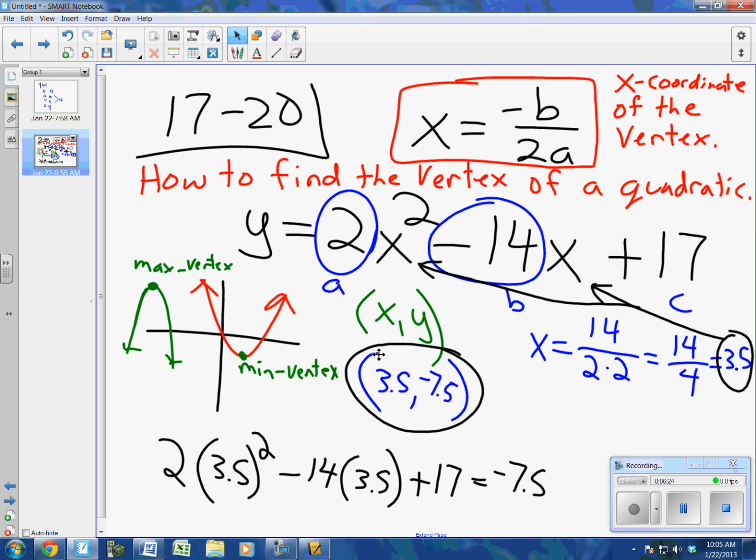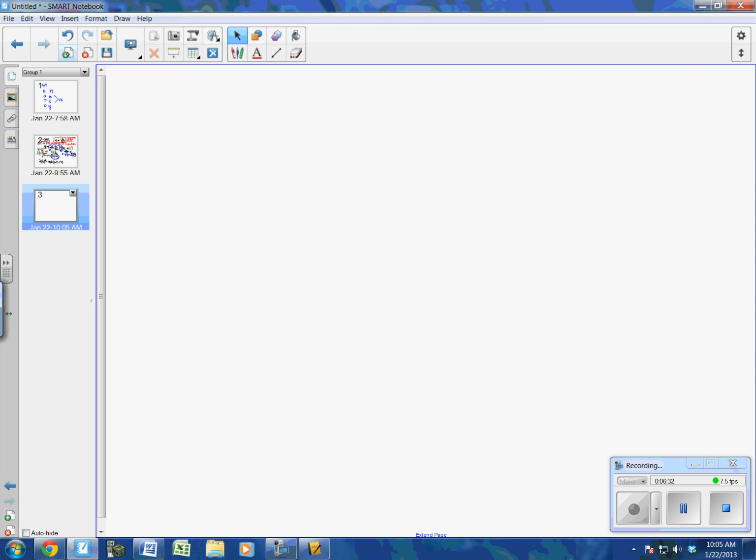Tell your shoulder partner how you get the y-coordinate of the vertex. Go. I am going to now give you guys another problem to find the vertex of. Here we go. You are going to do this as a sage and scribe.